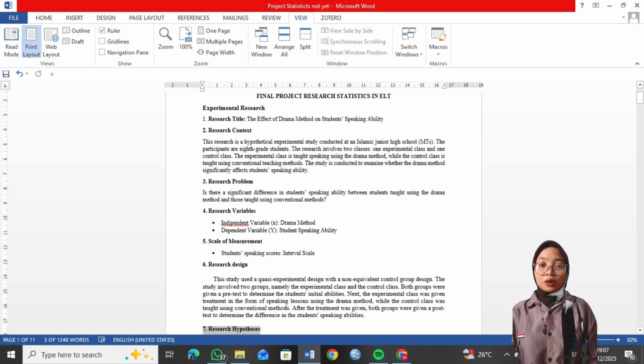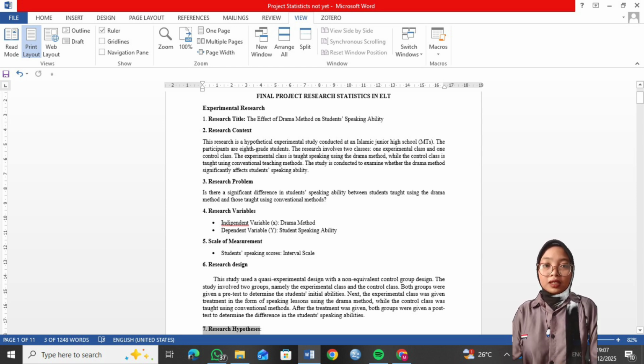The experimental group was taught speaking using the drama method, while the control group was taught using the conventional teaching method. After the teaching process, both groups were given a speaking test to measure their speaking ability. For the variables, the independent variable is the drama method, and the dependent variable is student speaking ability. The speaking scores are measured using an interval scale.